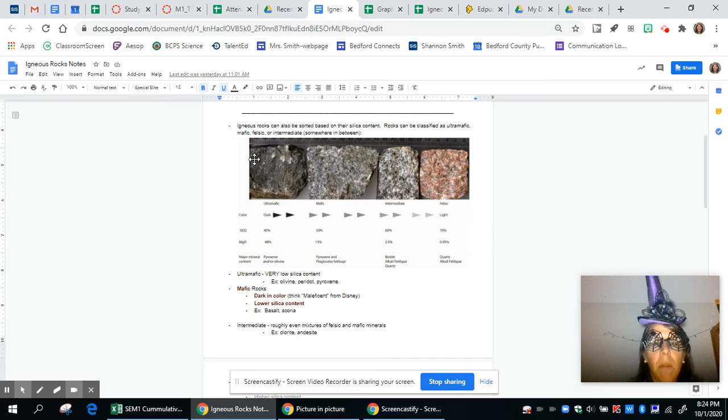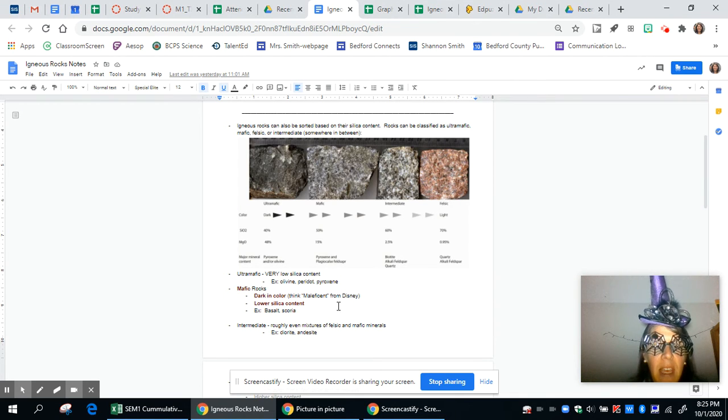Now, the darker or more mafic you are, the less silica you have. The more silica, the more likely you are to be a felsic rock. I think of this: the word mafic doesn't have an S in it. Felsic does have an S. So does the word silica. So felsic has more silica. Maybe that works for you.